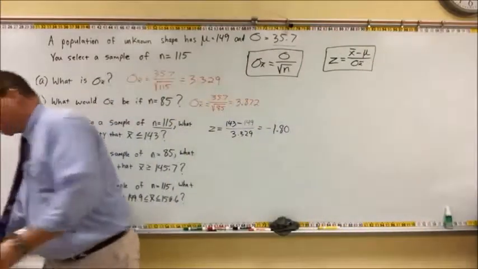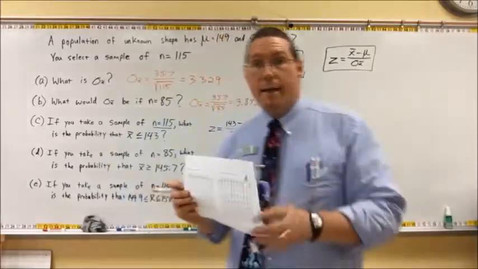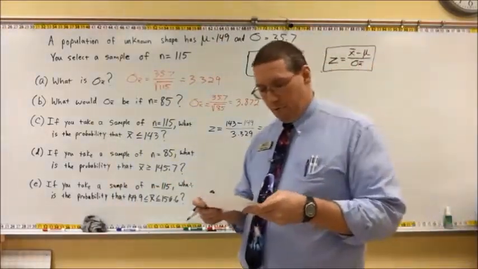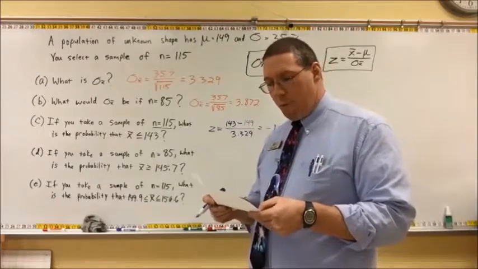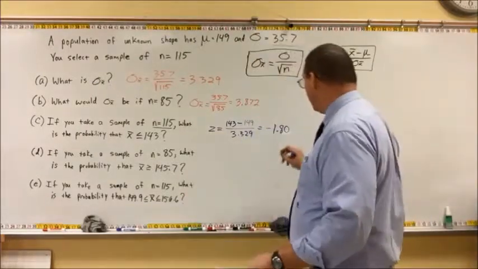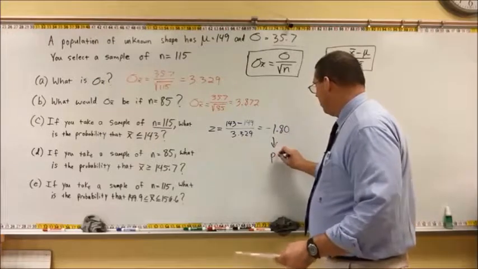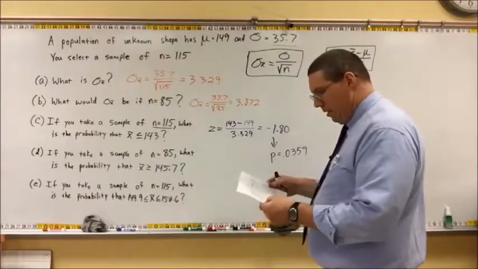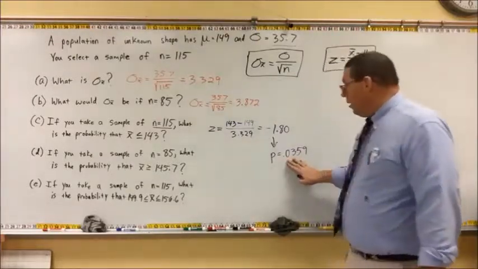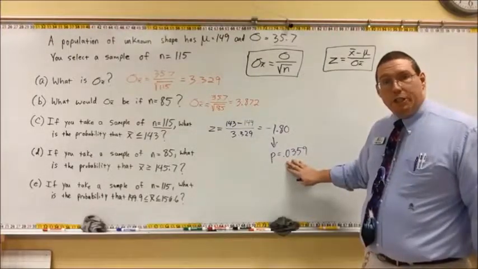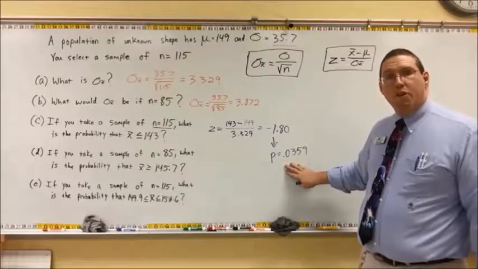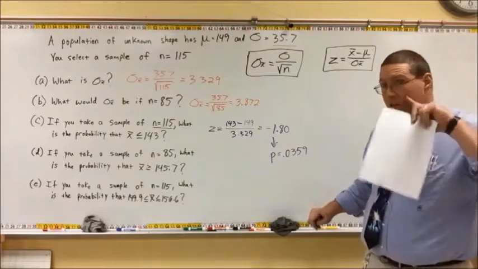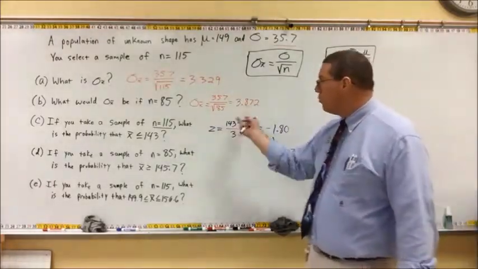We go to our z-table and we find negative 1.80 and find the p-value. Negative 1.80 is 0.0359, which gives us a p-value of 0.0359, right? Now, if it's a less than question, this is our answer. If it's a greater than question, we're going to do 1 minus this number. And if it's a between question, then we need 2 z-scores.